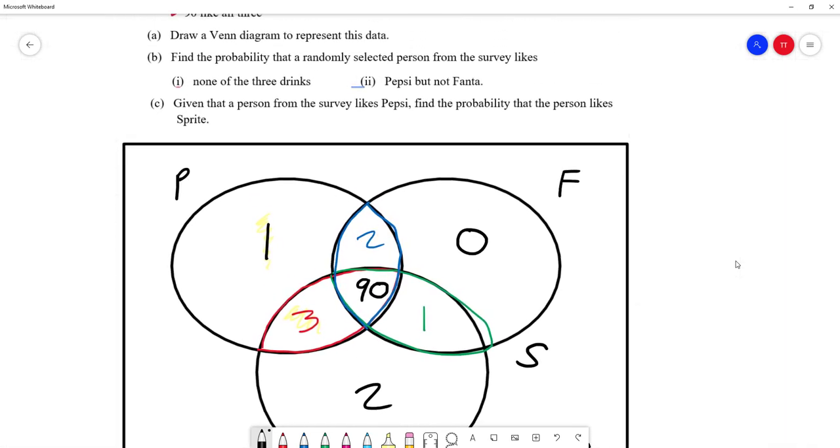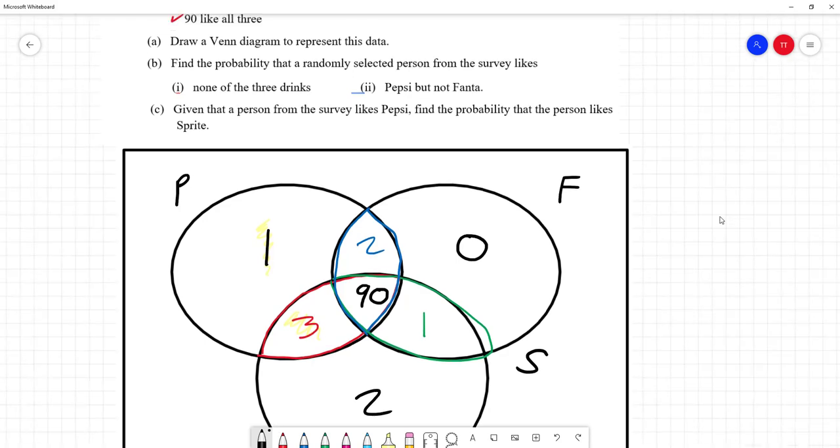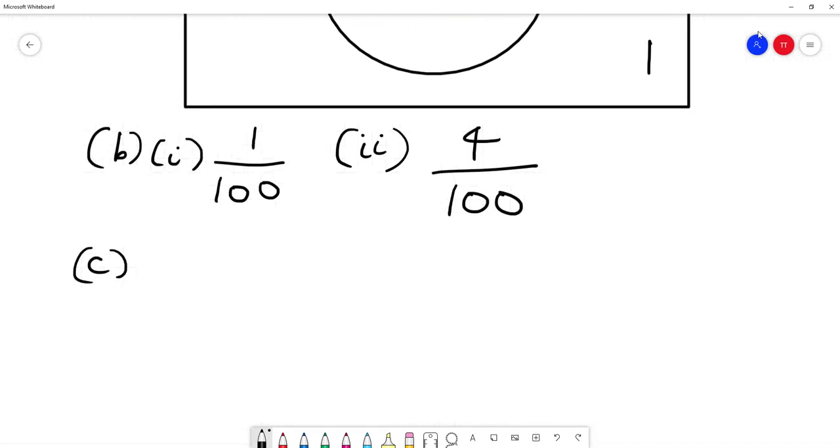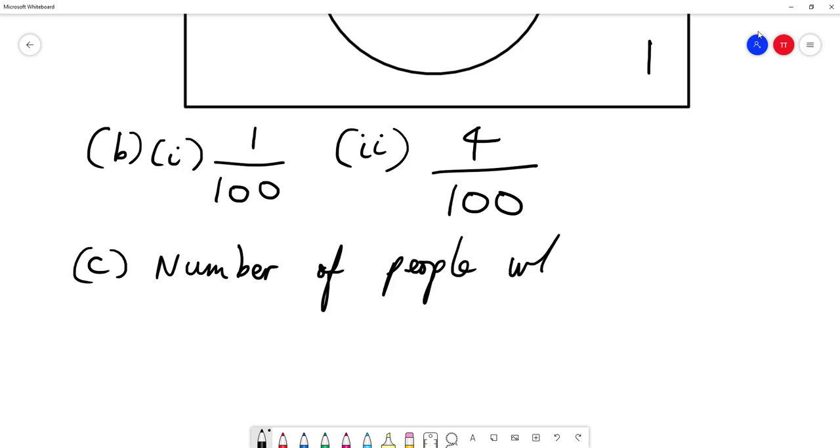So part C says, given that the person from the survey likes Pepsi, find the probability that the person likes Sprite. So now we need to say, well, how many people do we know in the survey like Pepsi? Well, that's 96. So let's write that down. So number of people who like Pepsi we know altogether is 96.